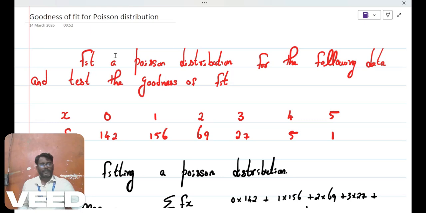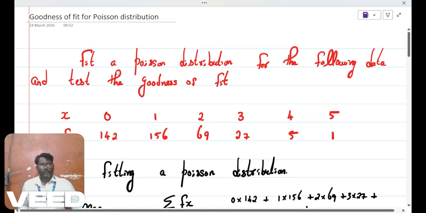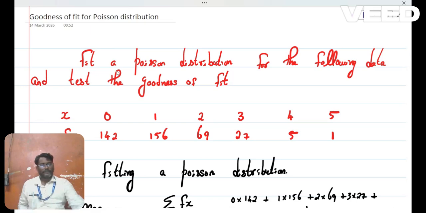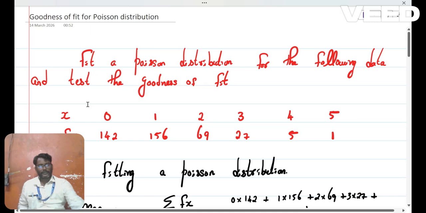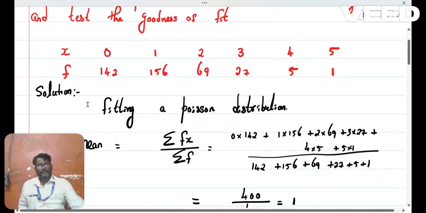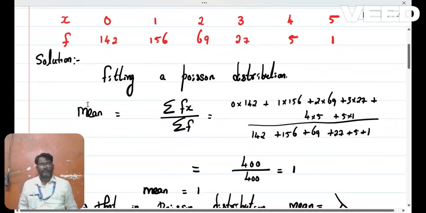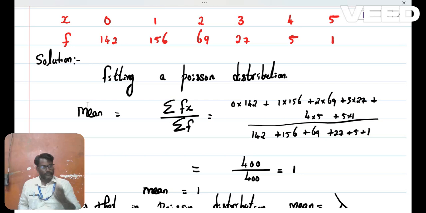Here the x values are 0, 1, 2, 3, 4, and 5. Their corresponding frequencies are 142, 156, 69, 27, 5, and 1. The solution consists of two parts. The first part will consist of fitting the Poisson distribution, whereas the second part is to test the goodness of fit. First, we will fit a Poisson distribution.